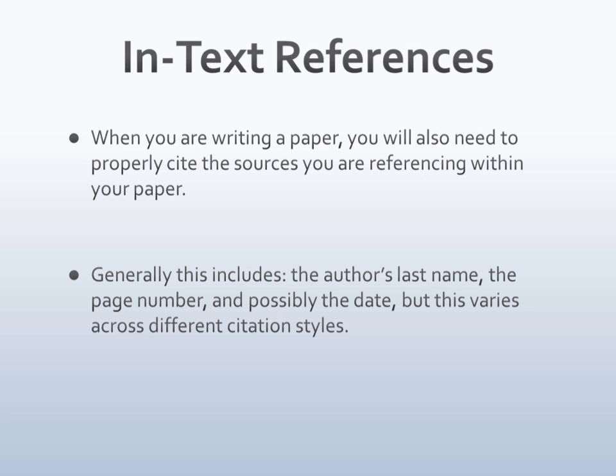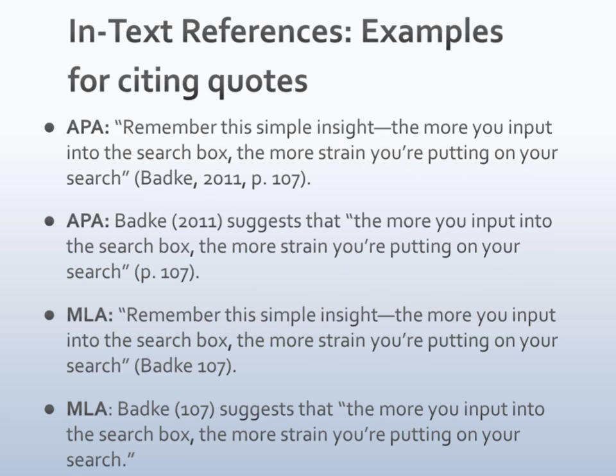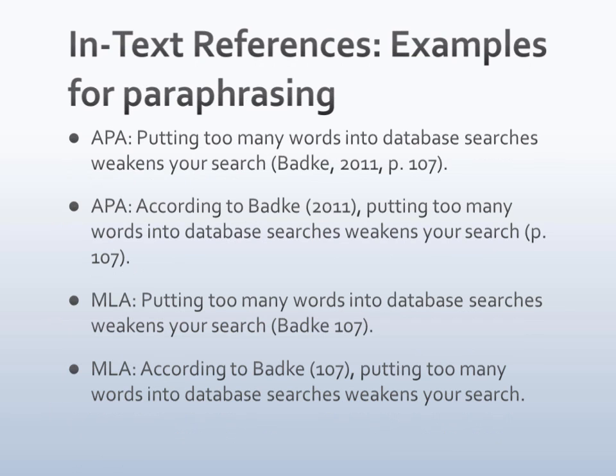The other half of citing is your in-text references. When you are writing a paper, you will always need to properly cite the sources you are referencing within that. Generally, this includes the author's last name, page number, and possibly the date, but this varies across different citation styles. The information cited in the in-text references refers to the complete citations that are in your bibliography. Here are some examples for citing direct quotes in APA and then in MLA. Note that in APA style, you must include the year in your in-text reference. Here are some examples for citing your sources when you are paraphrasing.